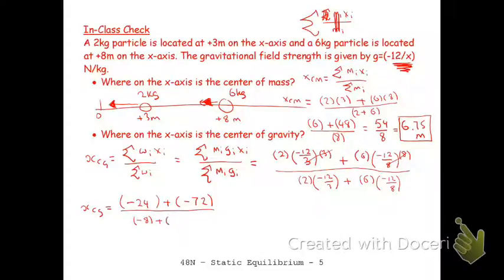Added 2. And then we have 6 12s are 72. 72 over 8 is 9. That's minus 9. Yeah? So that equals minus 24 minus 72 is minus 96 over minus 8 minus 9 is minus 17. So I'm going to get a positive number, but I have no idea what it is. Let's get my calculator. So I'm going to get 96 divided by 17 equals 5.6.